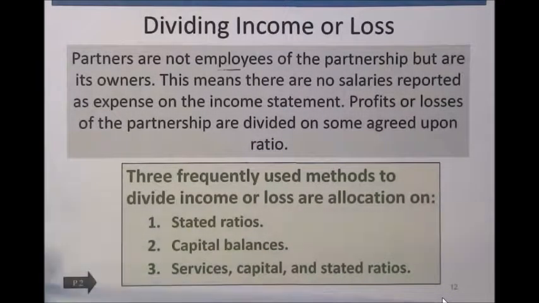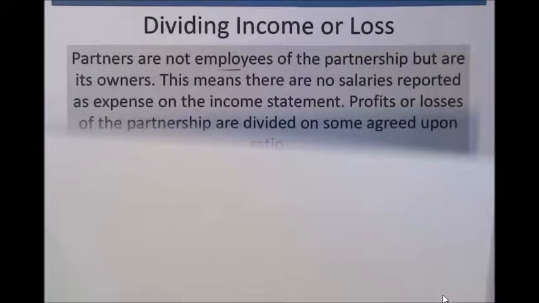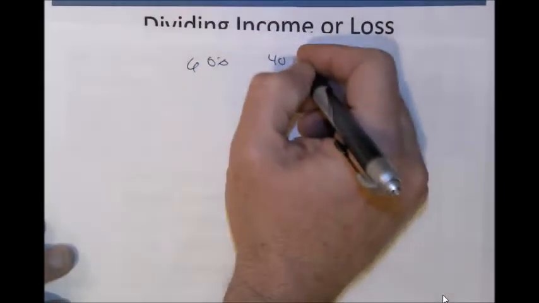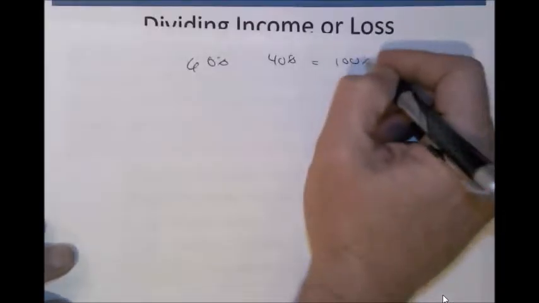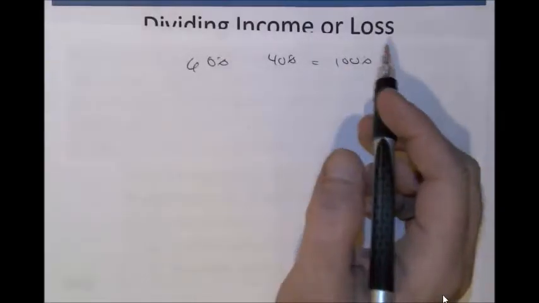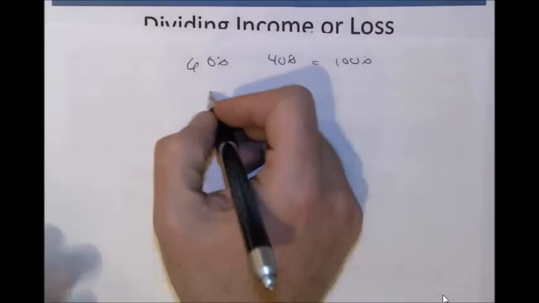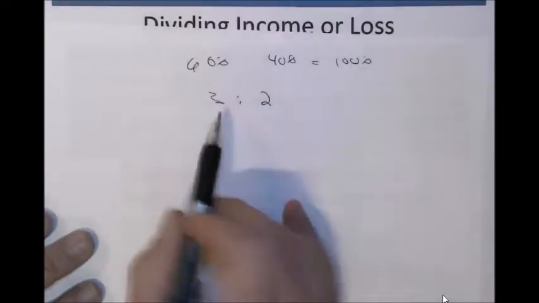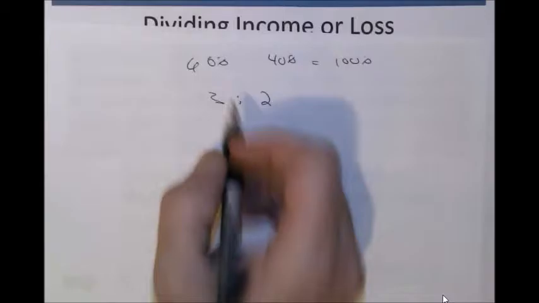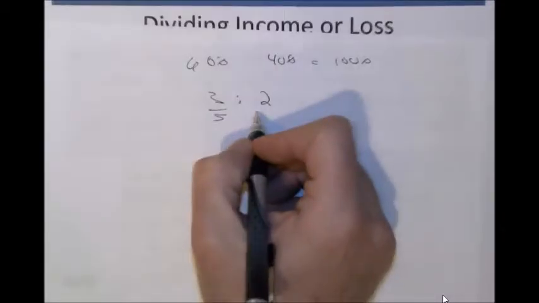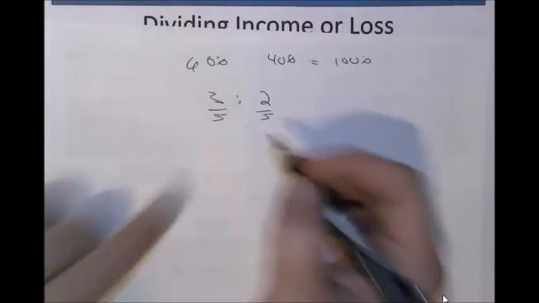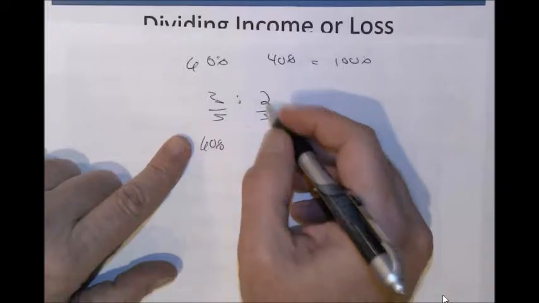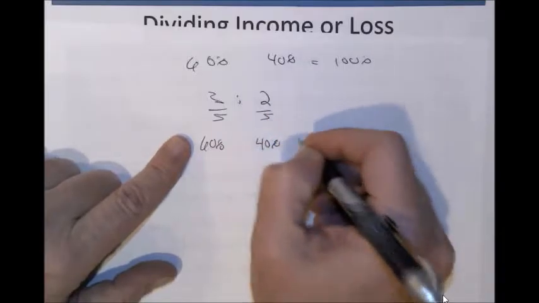Now, the first method that we talk about is stated ratios, right? That's really simple. We can say that one partner gets 60% and one partner gets 40%, so that's 100% of the income. Another way to look at that is we might write this as a ratio of 3 to 2. When these ratios work, I take that 3 and 2 and add them, and one partner gets 3/5 and the other partner gets 2/5. If you divide 5 into 3, you'll find out that that's 60%, and if you divide 5 into 2, that is 40%.